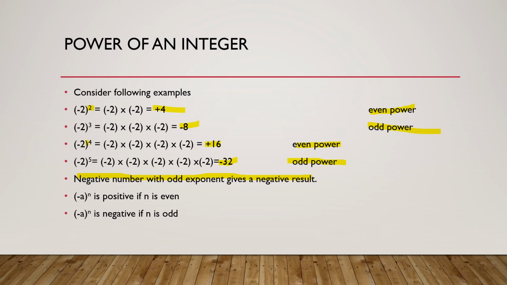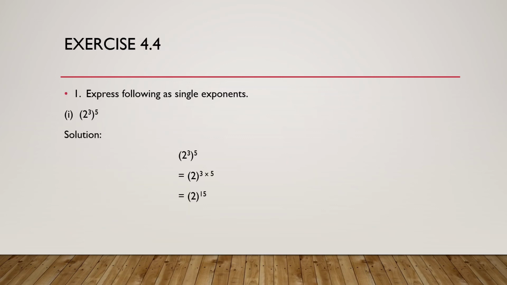Minus a power n is positive if n is even, and minus a power n is negative if n is odd. Here a is any rational number. It may be 1, 2, 3, 4 or whatever it may be. Now let's start exercise 4.4. Question number 1. Express the following as single exponents.